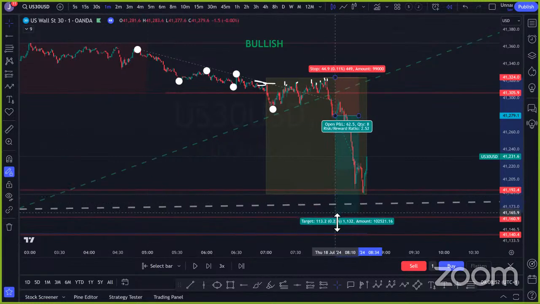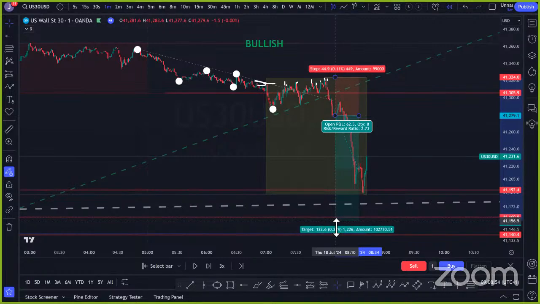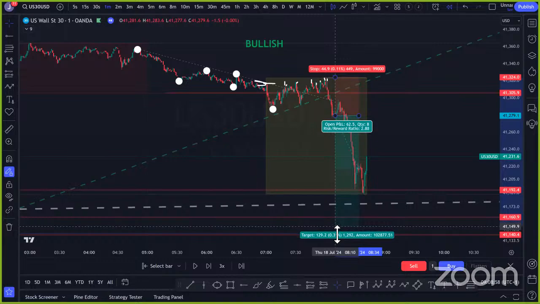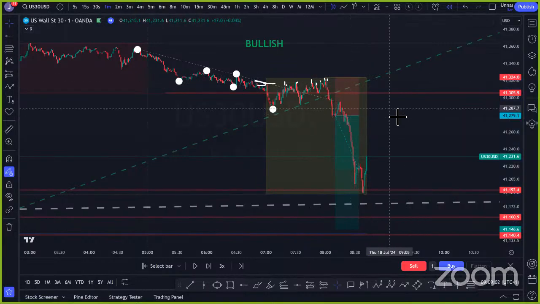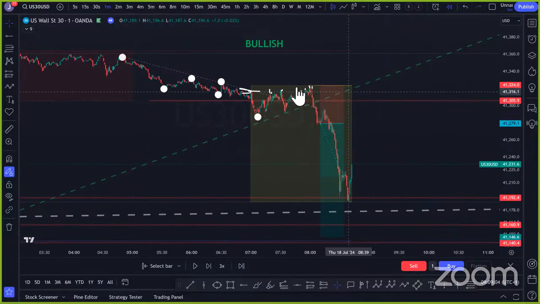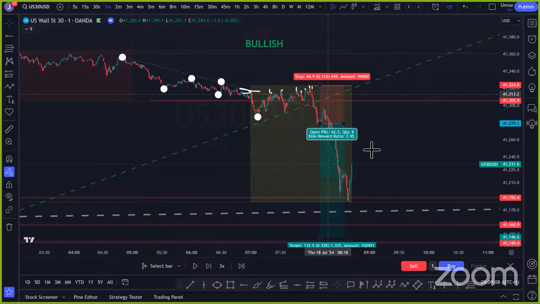However, for this example, I'm going to leave this 1 to 3 here, because it's not the most fabulous of entries, but I'm not expecting price to come all the way back and break this structure. It can do, because we know there's liquidity above these levels and this Asian highs liquidity hasn't been taken. So it can do.